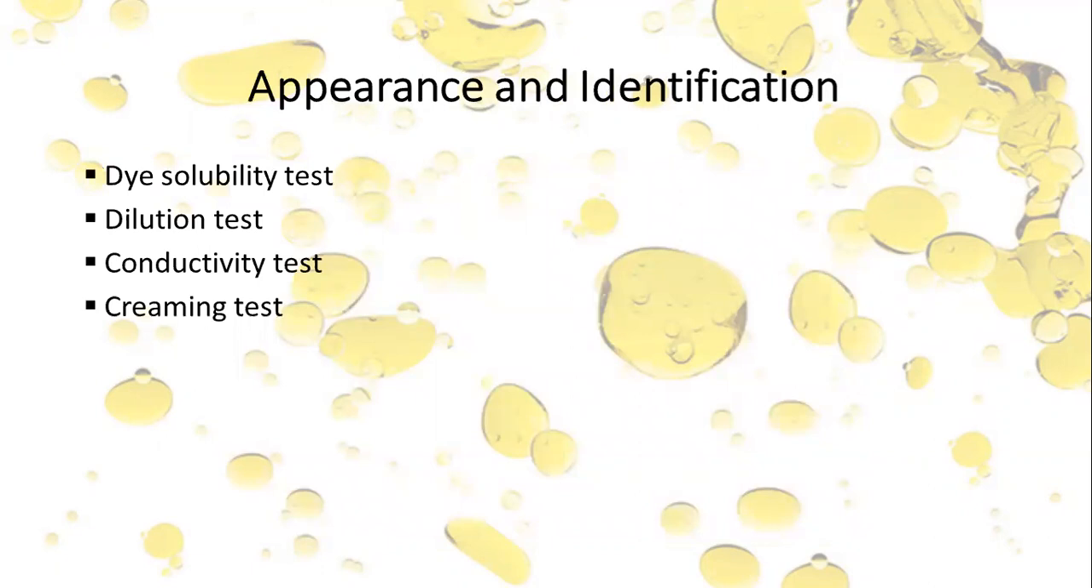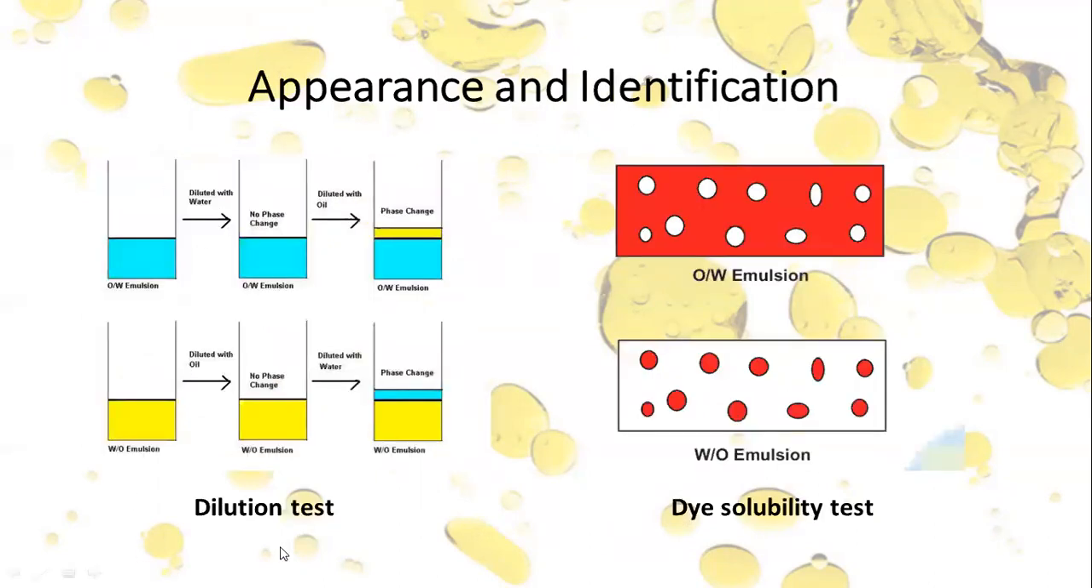Then we come to this point, which is very important for choosing or identifying an emulsion. Appearance and identification is done by the following tests: dye solubility test, dilution test, conductivity test, and creaming test. So here is the dilution test. In the dilution test, if we add the continuous phase to any type of emulsion, then no breaking happens. If we take an oil in water type emulsion, that means oil is the dispersed phase and water is the continuous phase. If we add water to it, no phase change occurs here. That means it remains stable. But if we dilute it with oil, then the phase changes.